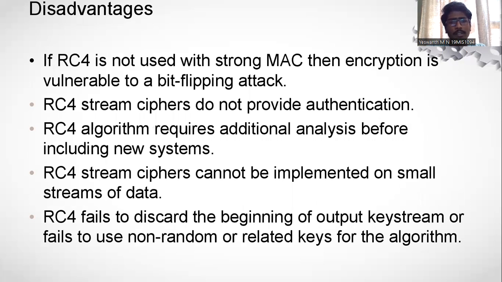Disadvantages. If RC4 is used with strong MAC, then encryption is vulnerable to a bit flipping attack. RC4 stream ciphers do not provide authentication. The RC4 algorithm requires additional analysis before including it in a new system. RC4 stream cipher cannot be implemented on small streams of data. RC4 fails if it does not discard the beginning of the output key stream, or if wrong, random, or related keys are used for the algorithm.